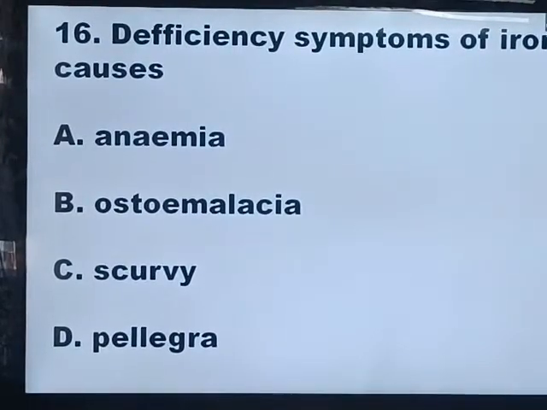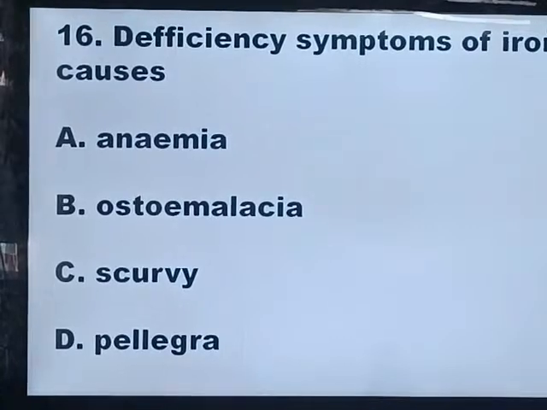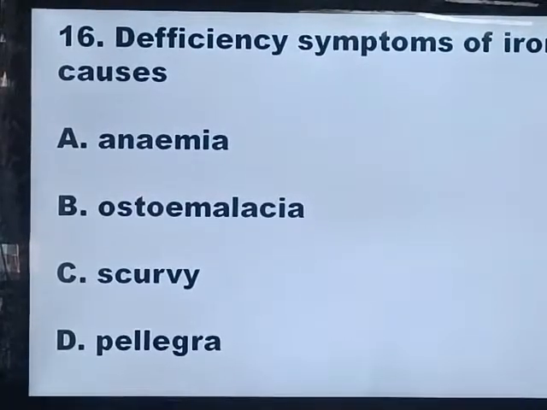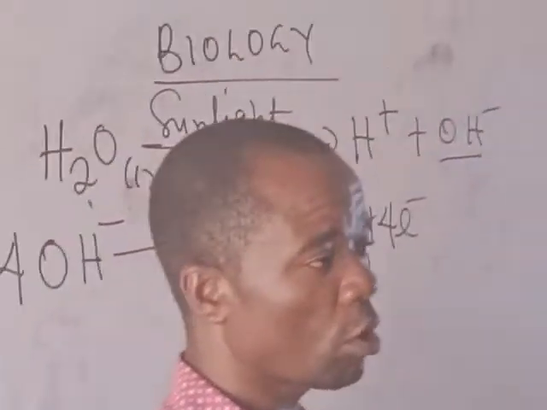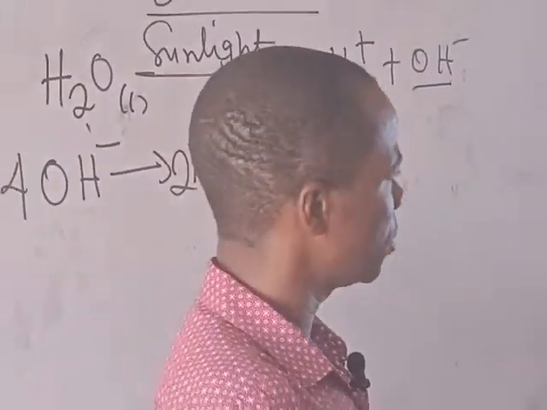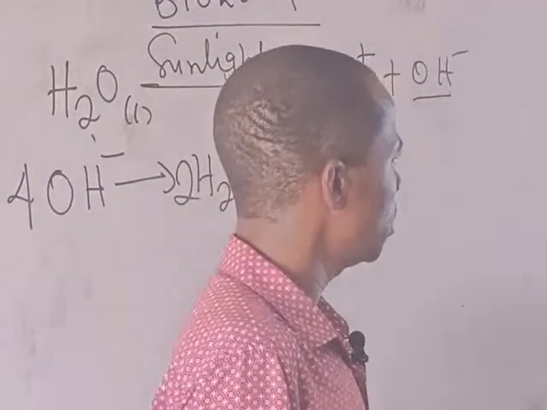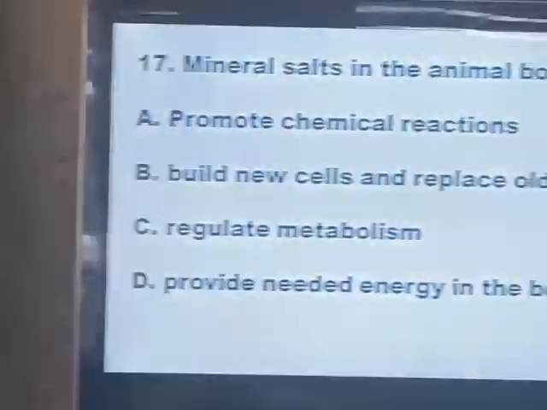So, once again, the correct answer for number 16 is iron. When iron is deficient in diet, it causes anemia. Don't forget, deficiency of a particular vitamin called vitamin B12 can also cause anemia. This time around, pernicious anemia. So let's take note of this. So once again, number 16, the correct answer is A. Let's go to number 17.